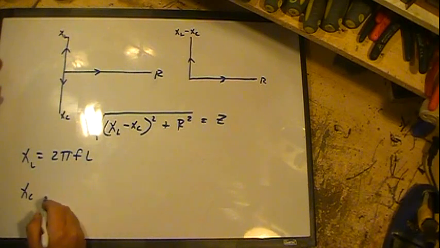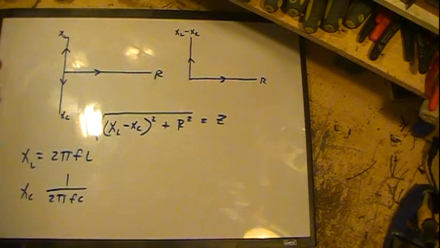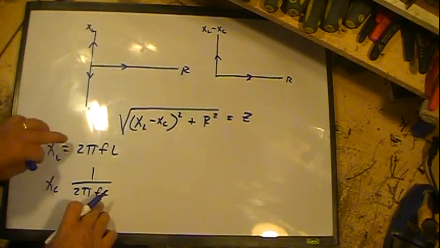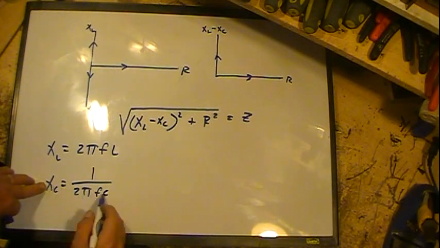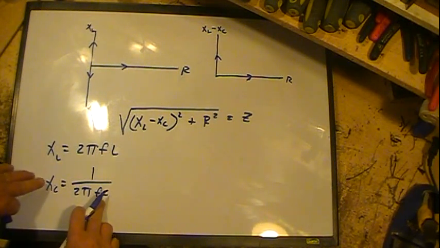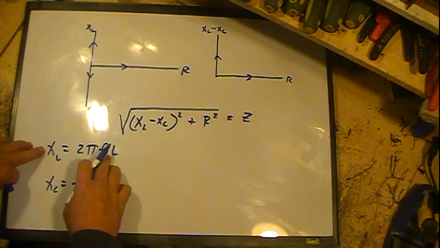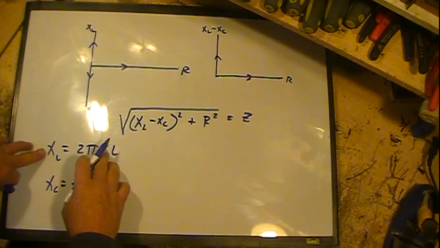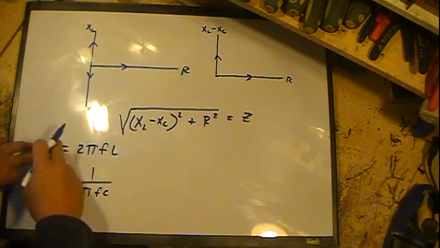X sub L is 2 pi F L, and X sub C is 1 over 2 pi F C. Now remember, these two are not directly proportional, they're inversely proportional. So in other words, X sub C, if F or C or both go up, this goes down. If these two go down, this goes up. Whereas this is directly proportional. If F or L or both go up, this goes up. If they go down, this goes down.